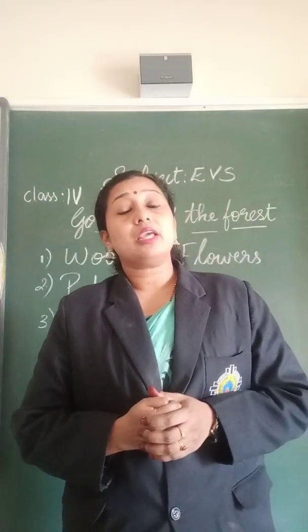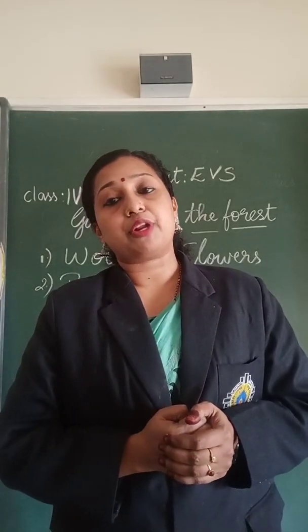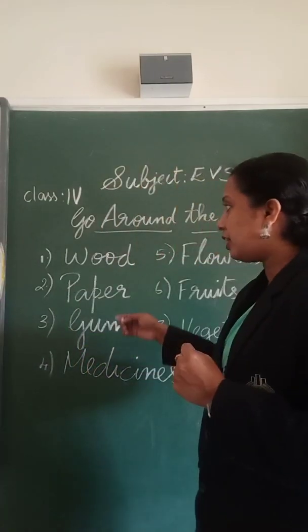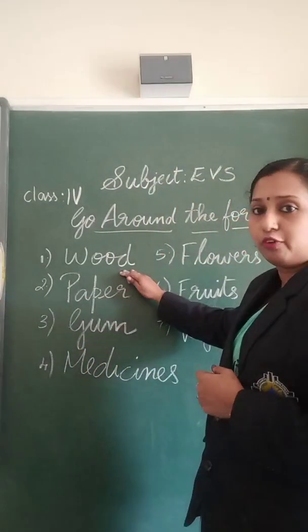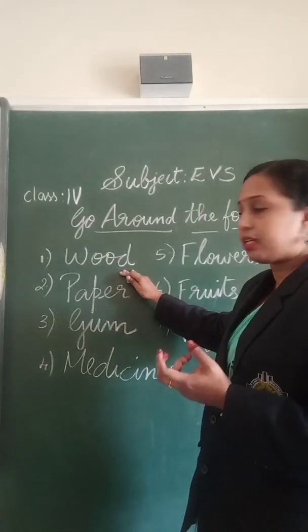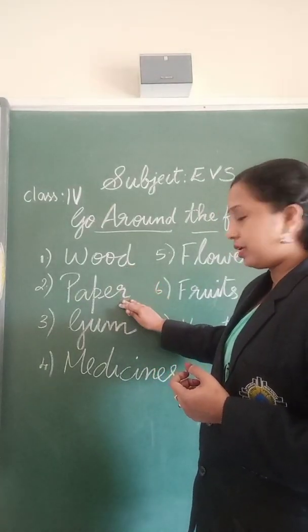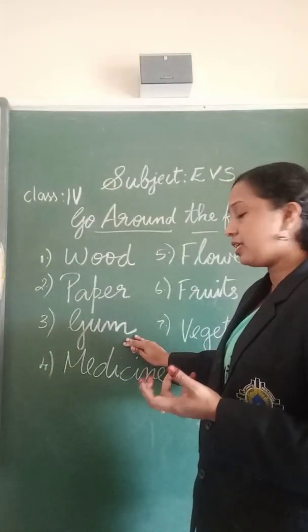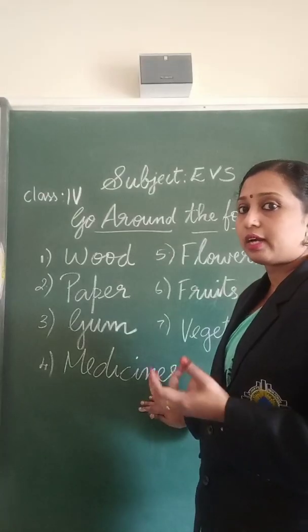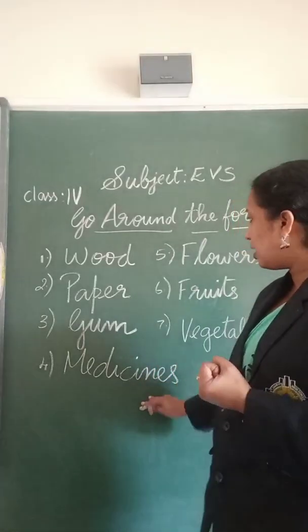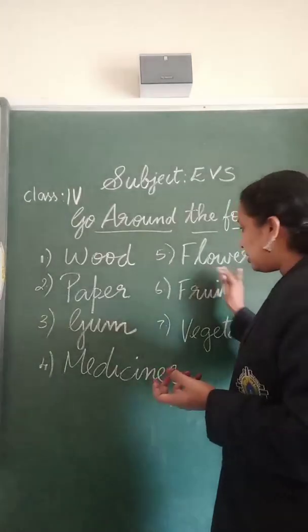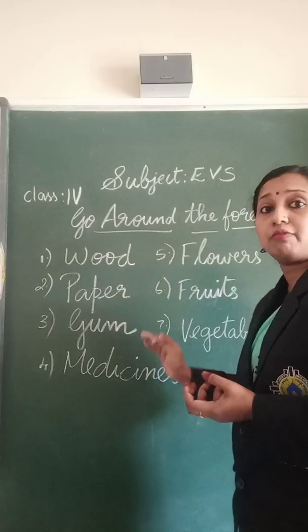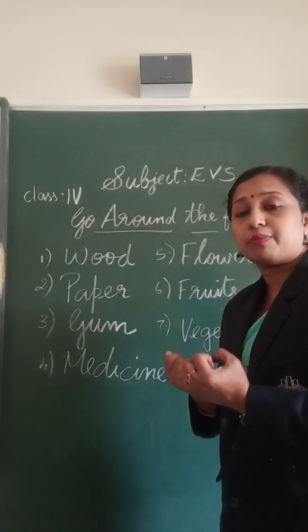So now let us study what are the things that we get from the forest. Look here, children. From the forest we get wood. You know that from the trees we get the wood, then paper, we are able to make paper with the trees, then gum, then medicine. There are trees that are of medicinal value, then flowers, you get flowers from the trees, then the fruits, then the vegetables.